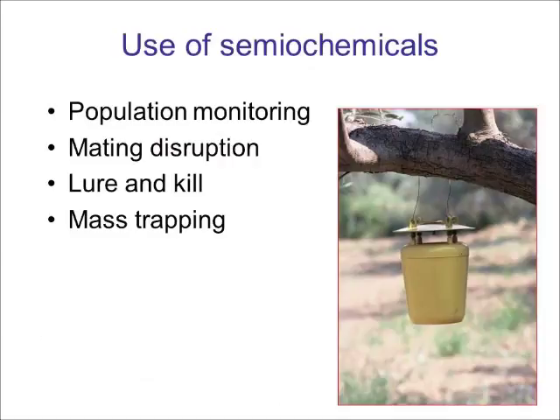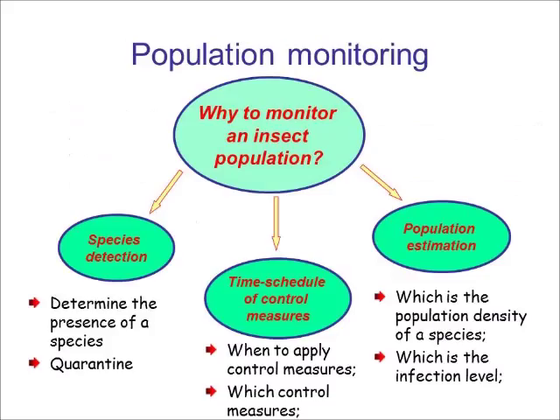Semiochemicals are used for various purposes: to monitor an insect population, as well as to control an insect pest population using the so-called mating disruption and lure and kill techniques, or by mass trapping. But why would someone be interested to monitor an insect population? First of all, to detect if a species is present in a region. This is particularly important when we are talking about quarantine species.